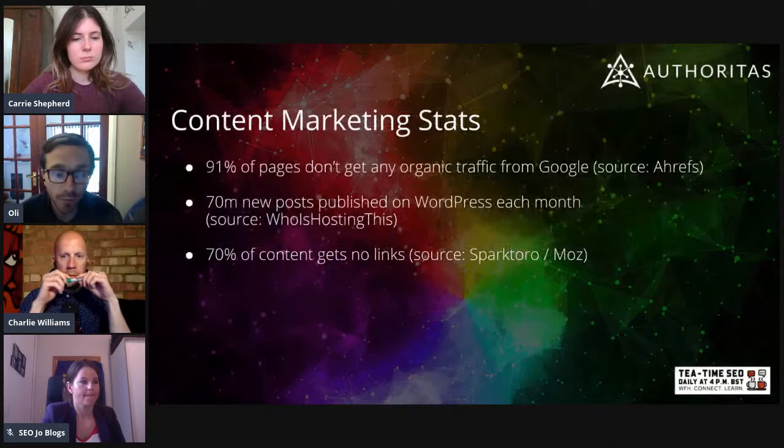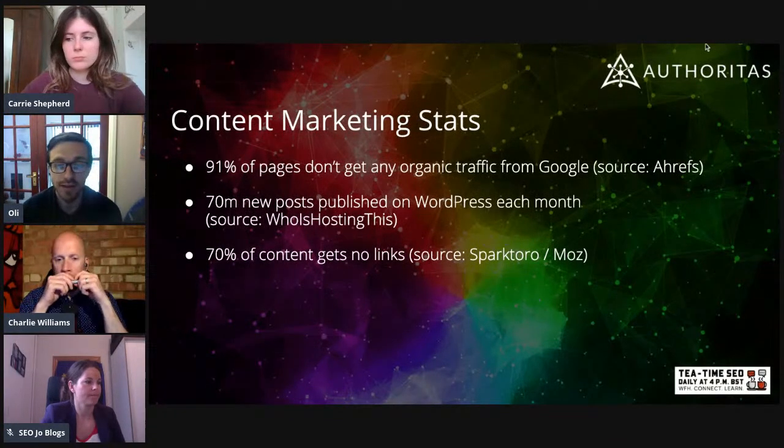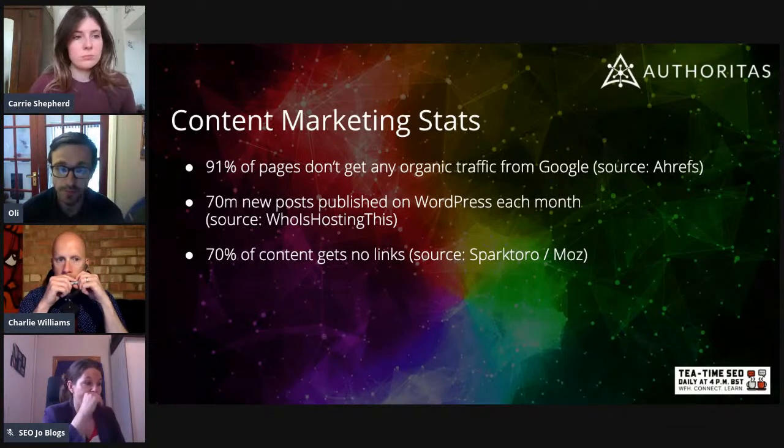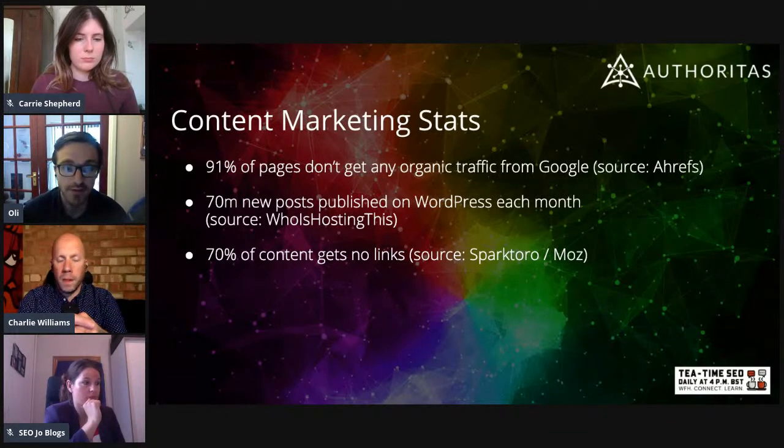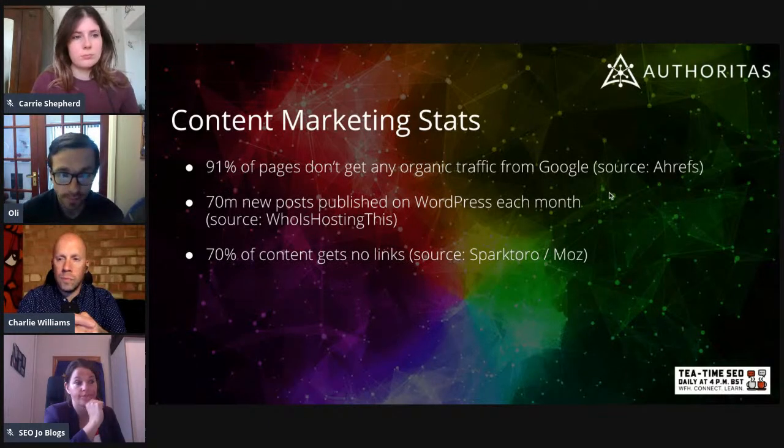So just to start off with a few content marketing stats. 91% of pages don't get any organic traffic from Google whatsoever. There's 70 million new posts published on WordPress each month, and 70% of content gets no links whatsoever. So it's difficult to break through the noise.